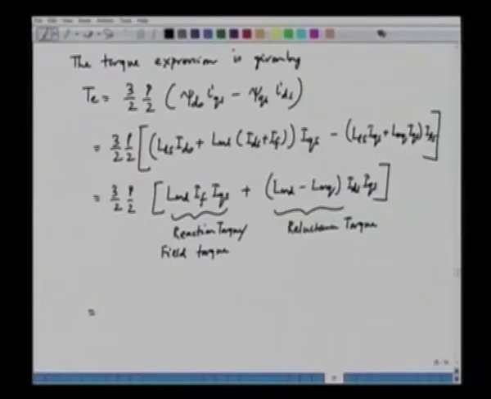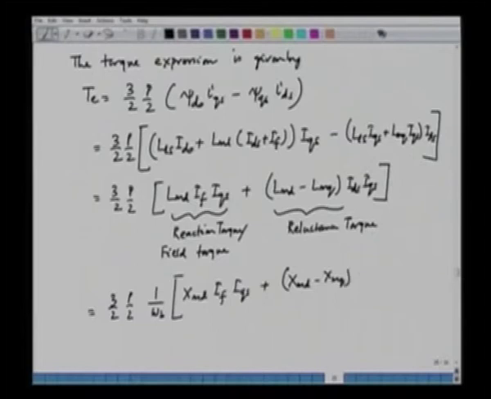So, this can also be expressed in terms of the reactance. We are talking about a variable speed drive, and the reactance of the machine is defined for the base frequency, and the base frequency in radian per second we can call omega b. So, we can also express that as 3 by 2 P by 2 1 by omega b into XMD IF into IQS plus (XMD minus XMQ) into IDS into IQS. So, this is the expression for the torque in terms of the reactance, and this is the steady state torque.